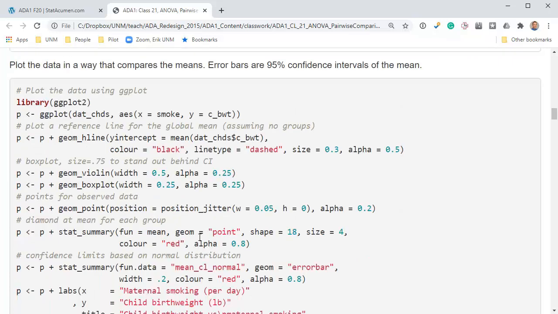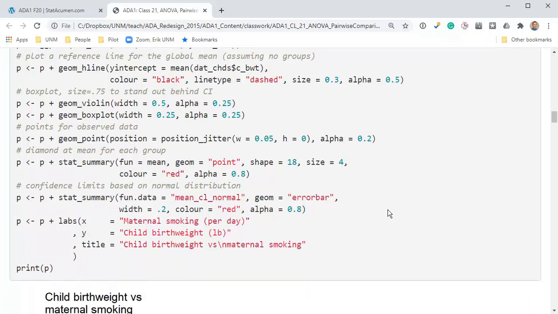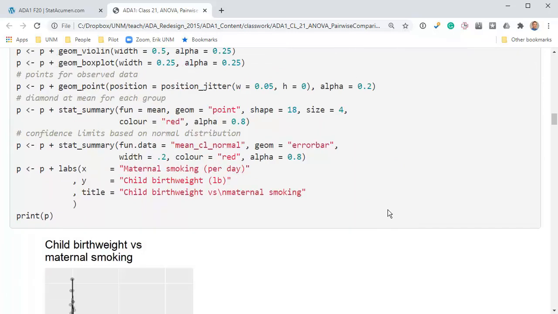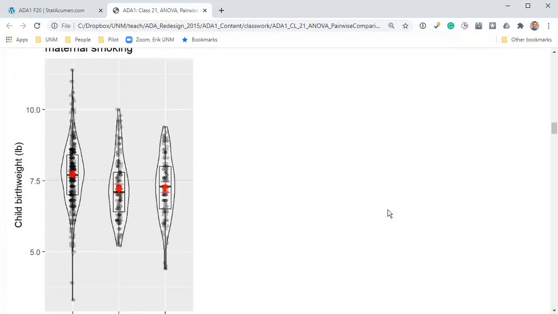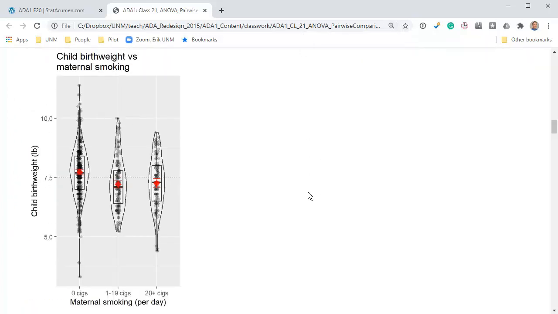All right, I've created a plot here, and there's a lot going on in this plot. Let's just take a look at the plot, and we can come back and look at the code if we want. I don't think there's anything really new in that code. Okay, there's the plot. Can I zoom in one level more? Yeah. So along the horizontal axis, we've got 0 cigarettes, 1 to 19, and 20 plus. And I've labeled it maternal smoking per day. The vertical axis, we have the child's birth weight.